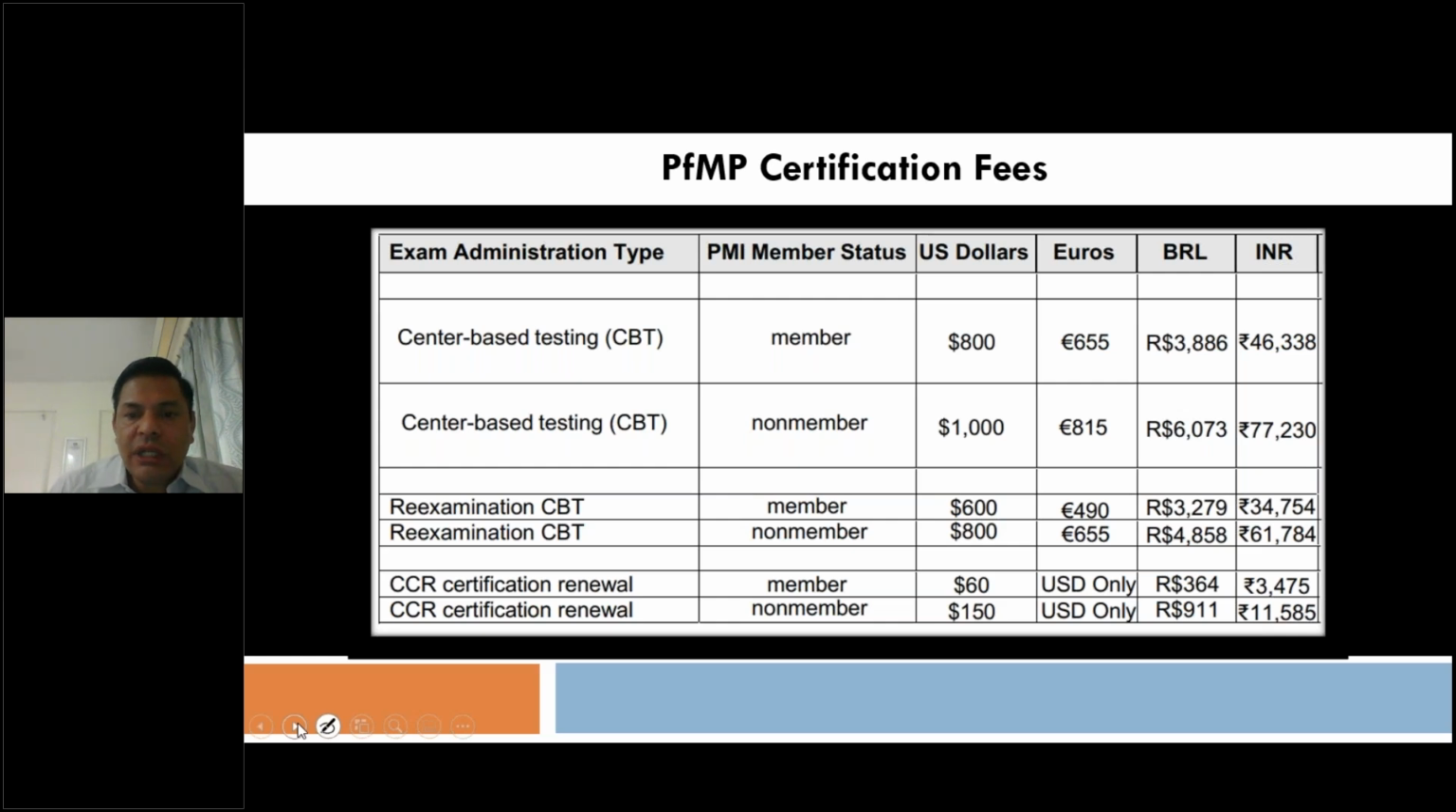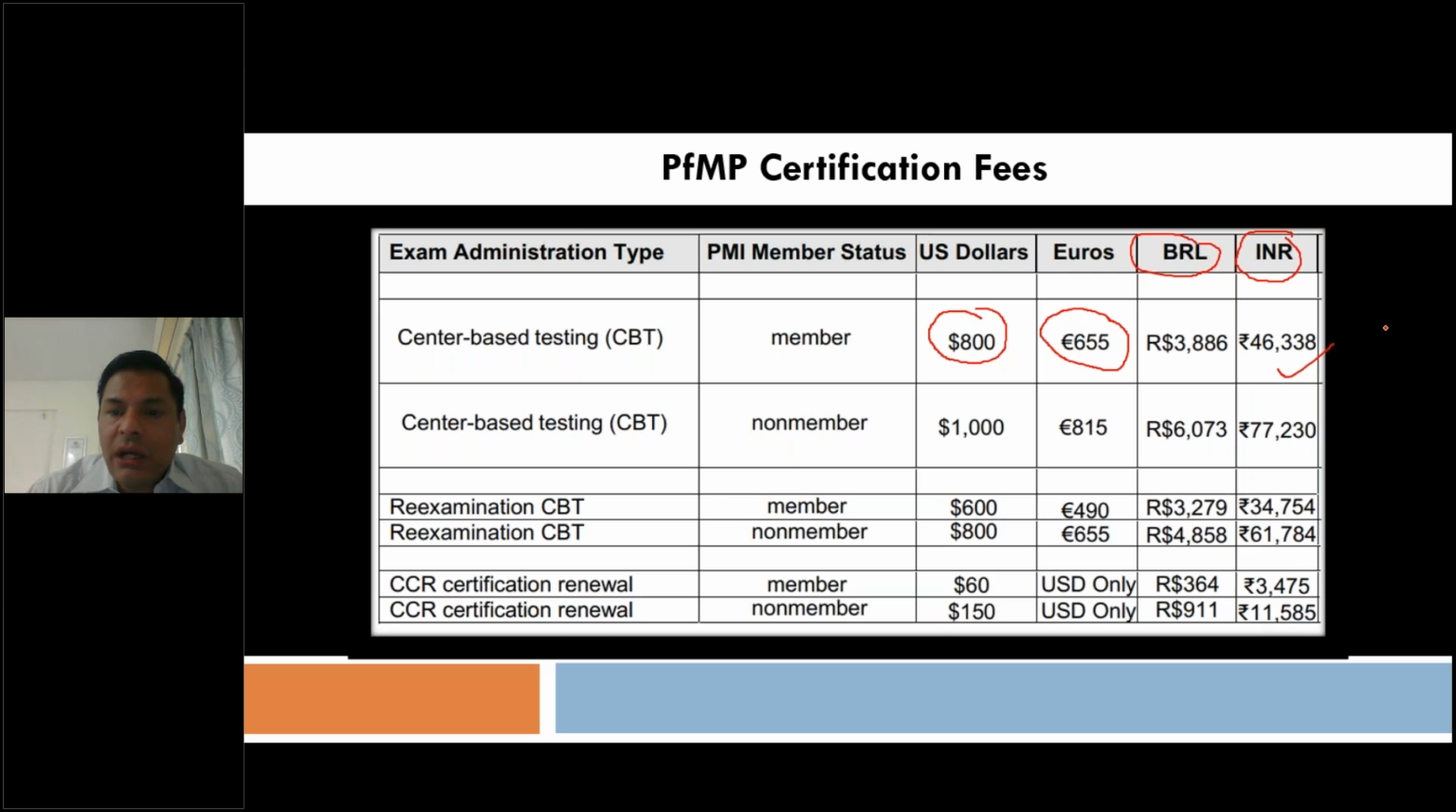Okay, now you can see on my screen, for a member, if you are submitting the application from the US or anywhere outside Brazil and India, then the fee remains $800, and 655 euros if you are part of some European country. If you are in India, you'll have to pay 46,338 rupees.